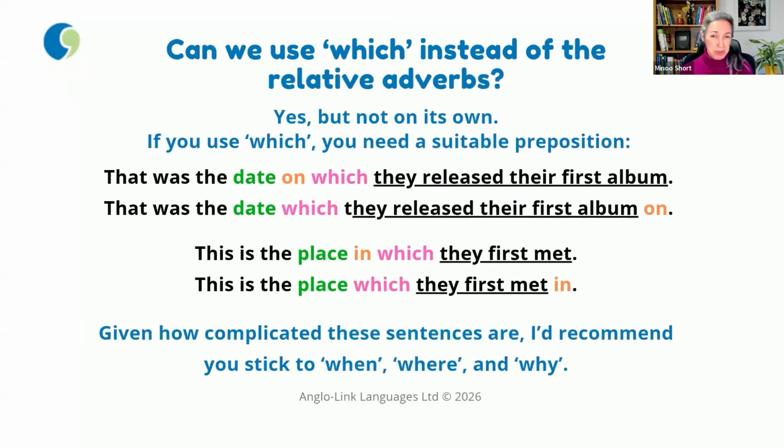And again, especially in British English, it's common to separate the preposition from the relative pronoun. You may also hear, that was the date which they released their first album on. Or the other example, this is the place in which they first met, or this is the place which they first met in. Again, given how complicated these sentences are, I'd recommend you avoid them and just stick to when, where, and why, right?